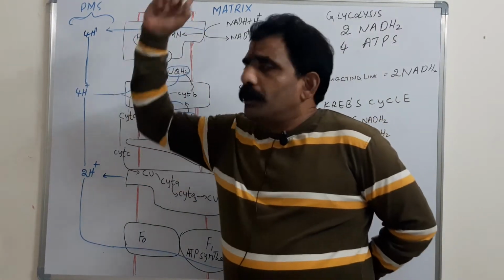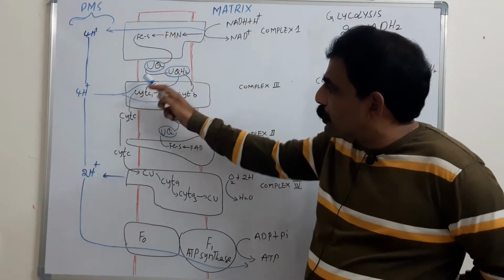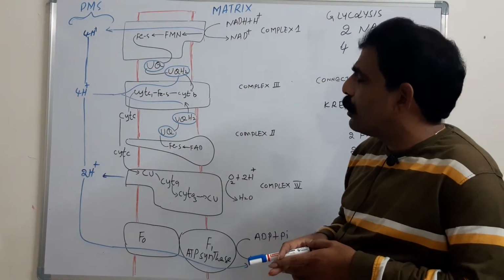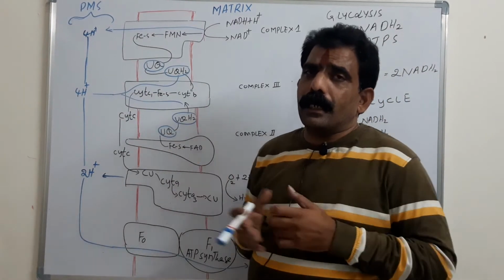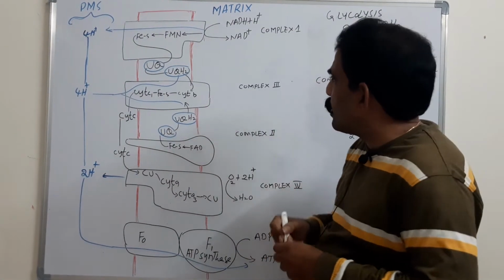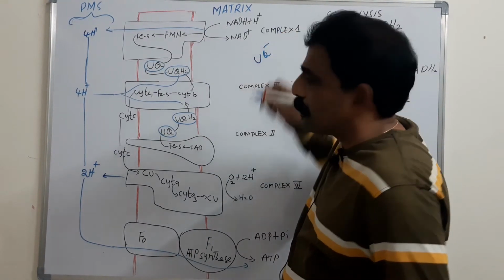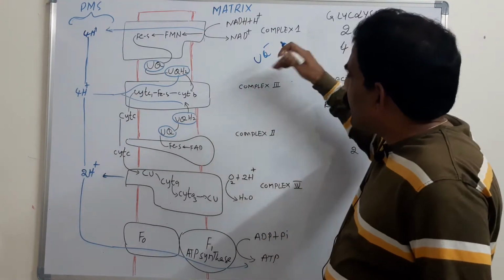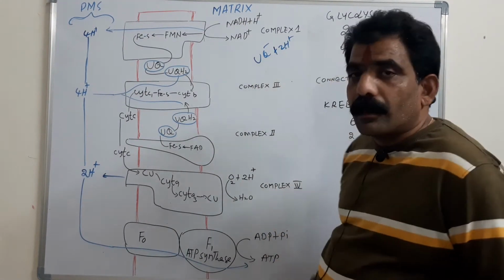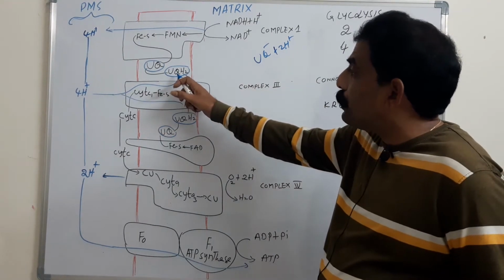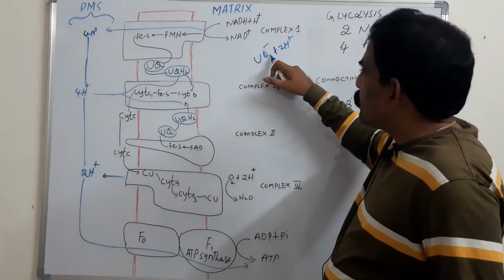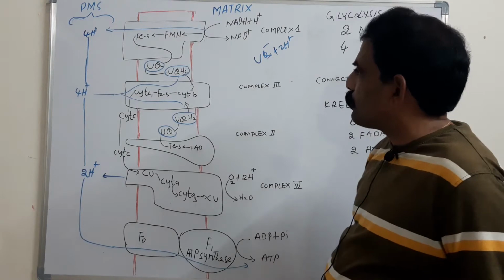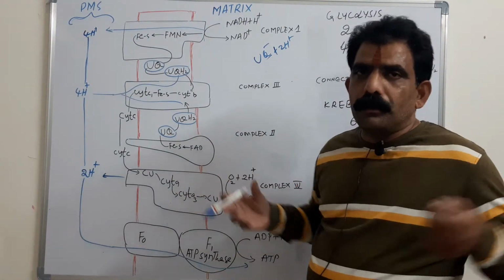So protons are pumped out into the perimitochondrial space, whereas the electrons are transferred to the ubiquinone. Ubiquinone is a mobile electron carrier which accepts one electron at a time. If it accepts one electron, that becomes UQ minus, that is semiquinone. Then it accepts 2 protons also from the mitochondrial matrix and becomes UQH2. So when it accepts one electron, it is partially reduced. When it accepts 2 protons also from the mitochondrial matrix, it will be completely reduced.